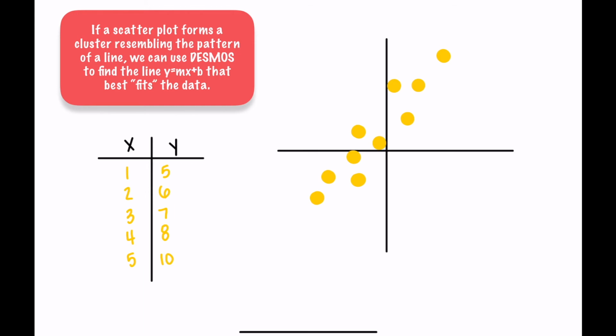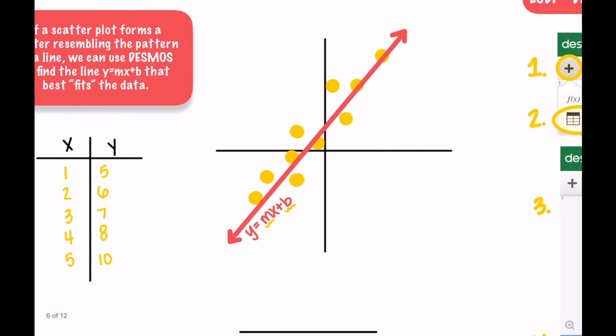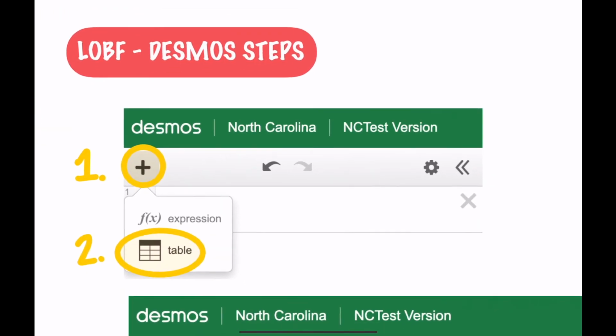So here's an example of a scatter plot. And if we wanted to know the line that goes through that data the best, that would be called the line of best fit. Now that line is the line y equals mx plus b. But we are going to use Desmos to find the m and the b value. So here's the step-by-step of how to do that.